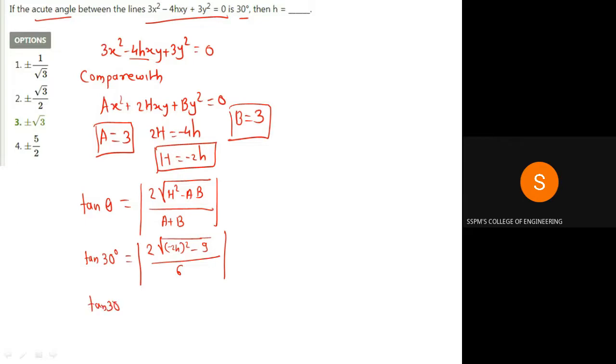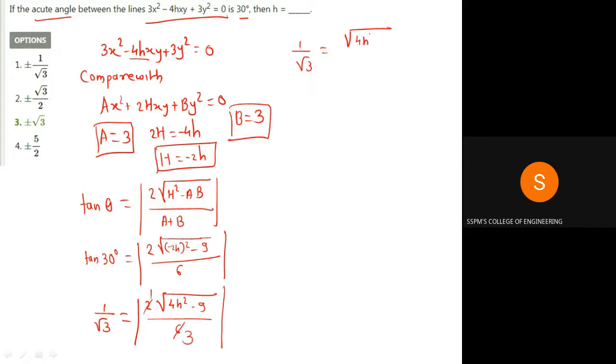So tan 30 degrees. What is the value of tan 30? It is 1 divided by root 3, equal to 2 into bracket. What is inside the bracket? Minus 2h square, that is 4h square minus 9 divided by 6. Next step, what can we write? 1 upon root 3 is equal to root; 2 ones are 2, 2 threes are 6. Therefore, root 4h square minus 9 divided by 3.